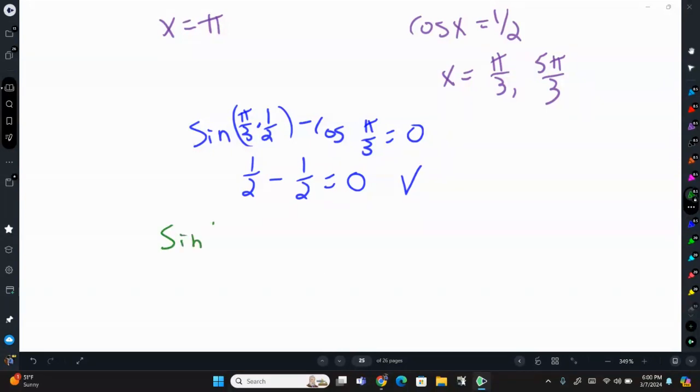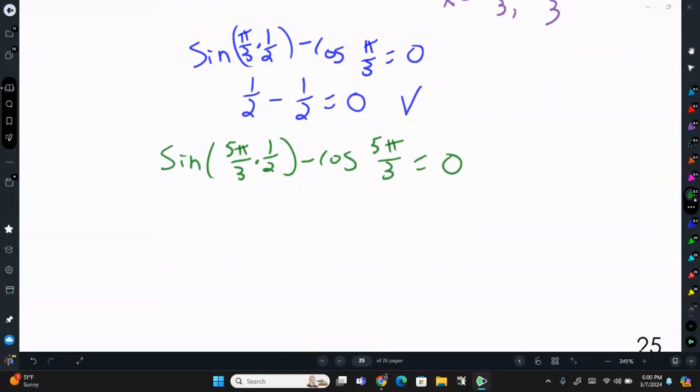Then the sine of 5 pi over 3 times 1/2 minus the cosine of 5 pi over 3 equals 0. Well, sine of 5 pi over 3 times 1/2 will be 5 pi over 6. Sine of 5 pi over 6 is 1/2. Minus the cosine of 5 pi over 3 is also 1/2. 1/2 minus 1/2 is 0.